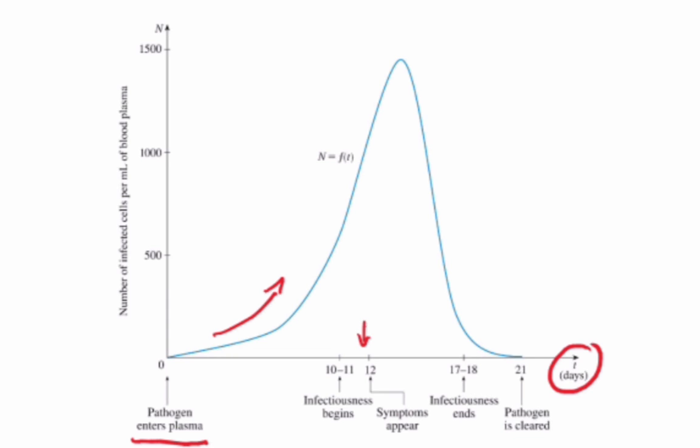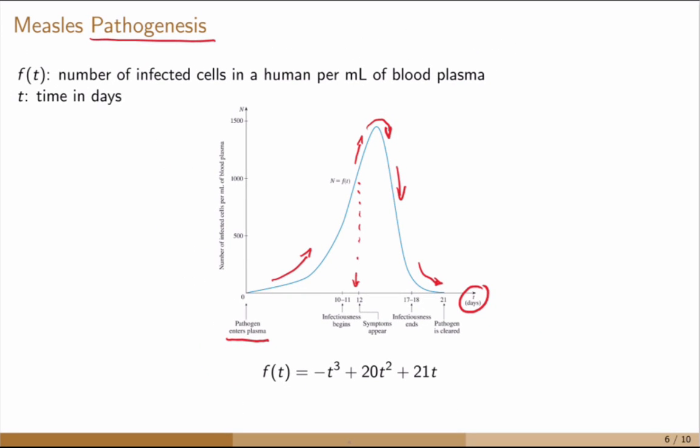And then the immune system kicks in and starts fighting the virus. And so here, about when the immune system kicks in, the virus can still increase a little bit, but at some point the immune system wins, the virus load goes down, and after about 21 days you are healed. So the curve describing this dynamics is given here. f of t is minus t cubed plus 20t squared plus 21t. Researchers found out that this is a good curve describing the pathogenesis.